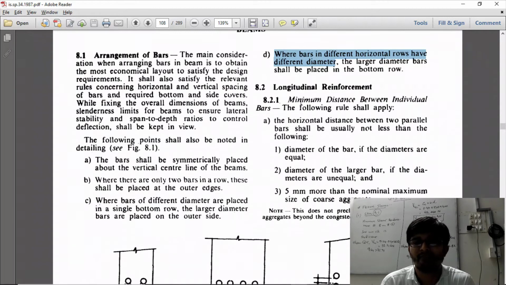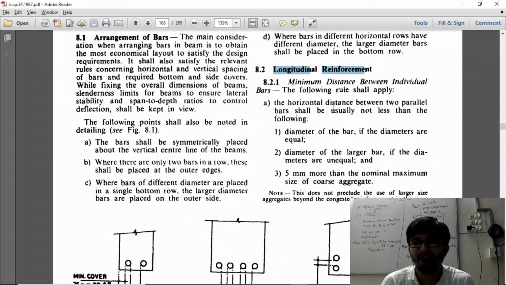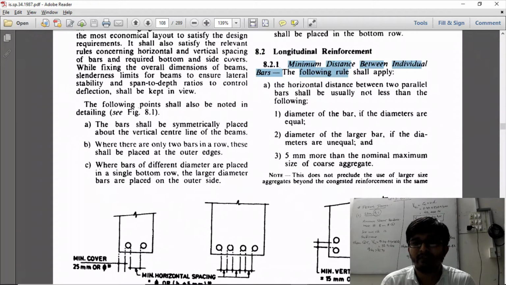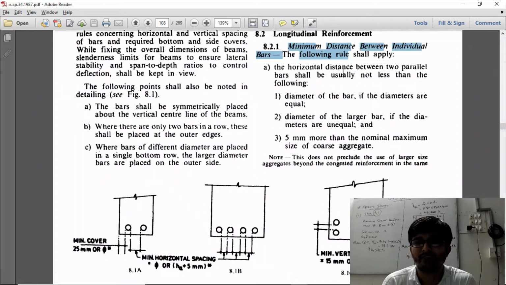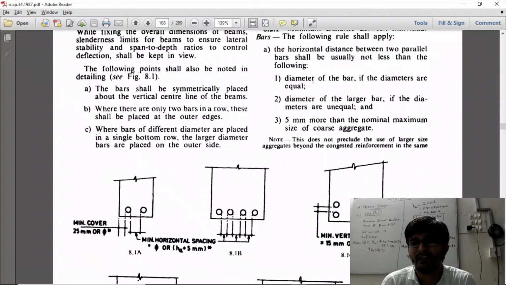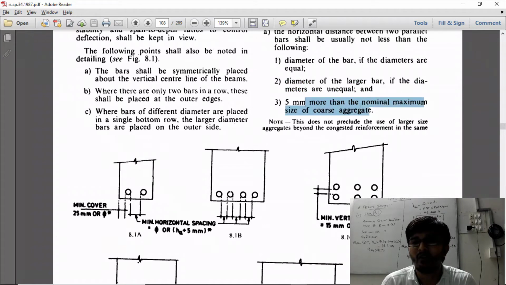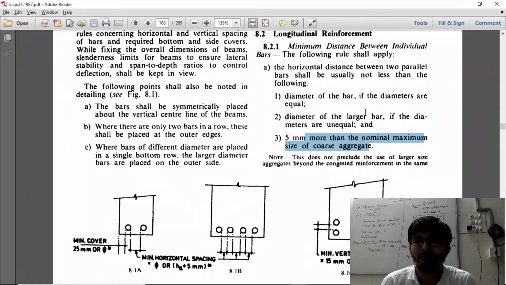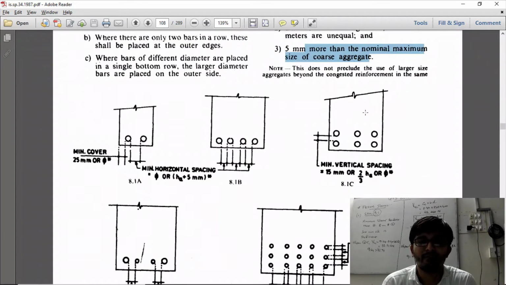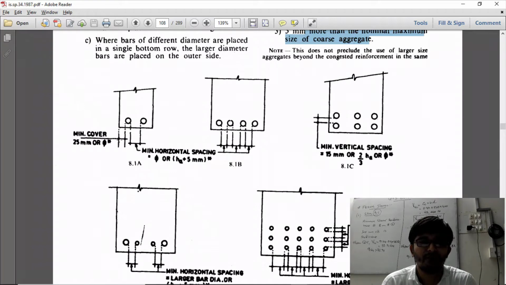Then 8.2 is for longitudinal reinforcement. Minimum distance between individual bars. So how much will be the minimum distance between individual bars? The horizontal distance between two parallel bars shall be usually not less than the following. First is diameter of the bar if the diameters are equal, diameter of the larger bar if the diameters are unequal, 5 mm more than the nominal maximum size of aggregate, right? So these are the three parameters for the minimum distance between two bars. The same thing you can observe from the figure also, right?